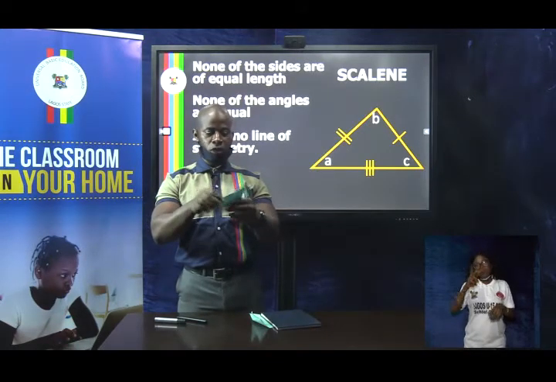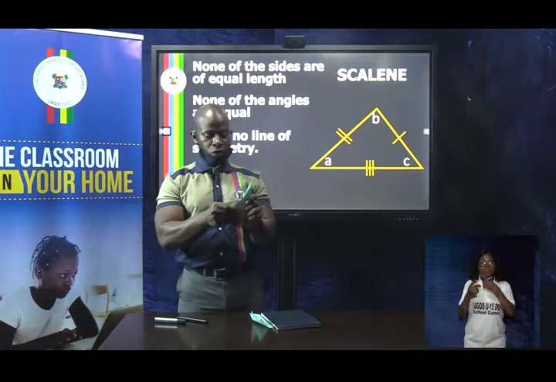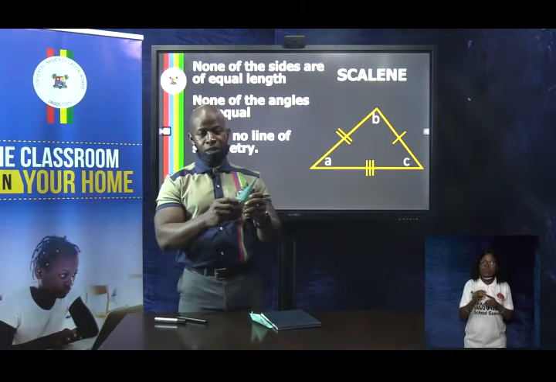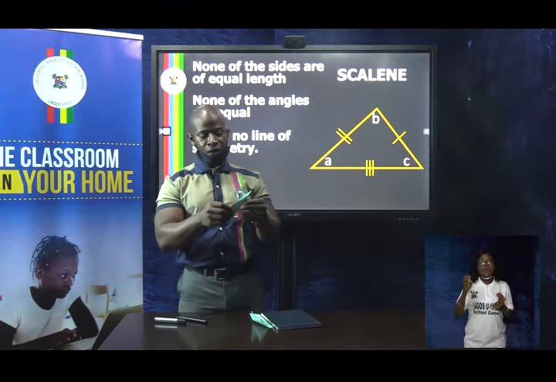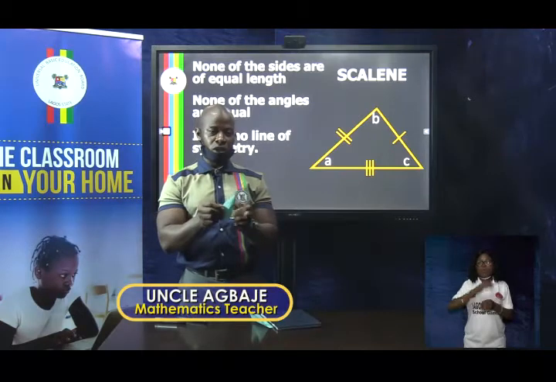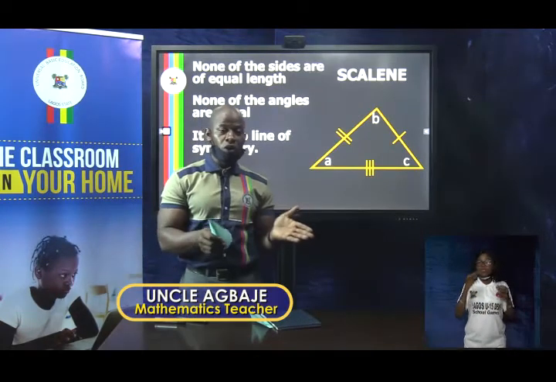If I fold along the third side, fold quickly here, you immediately see that it is still overlapping below here. So there is no way I can fold this triangle in such a way that one part will completely cover the other part. That means it has no line of symmetry. One part will be unequal to the other part.